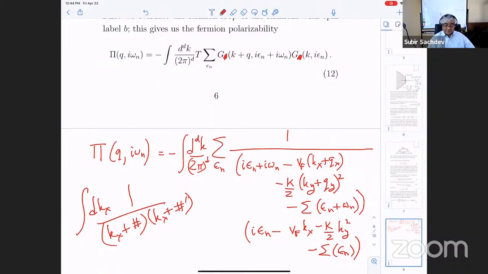The way you do them is just by the method of residues. You find the poles of each of these and you just get the answer. Okay. You close the contour either in the upper half plane or the lower half plane.